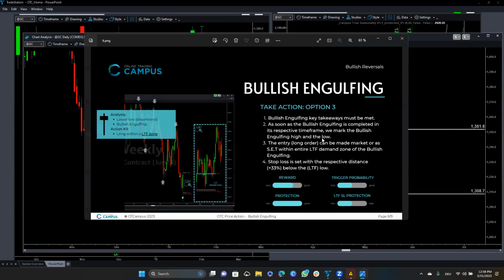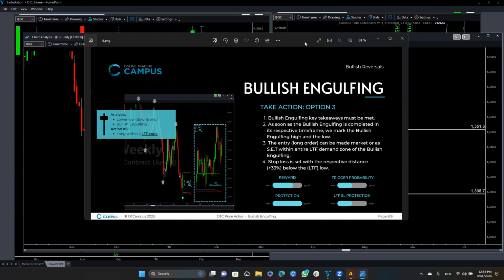Step number 1, bullish engulfing key takeaways must be met. Yes, on weekly. Number 2, as soon as the bullish engulfing is completed in the respective time frame, we mark the bullish engulfing high and low. Done. You can do this on the weekly chart, and then you can go into the daily chart, right? And then number 3, the entry long order can be made market or as a set within the lower time frame demand zone of the bullish engulfing.